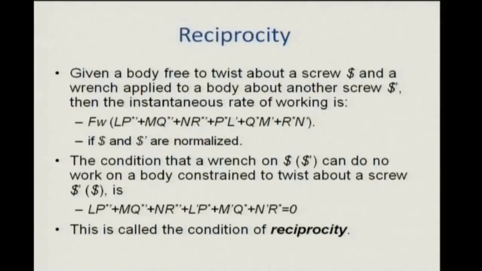Well, if it intersects, intersection is a little difficult. So you use this condition that a wrench can do no work on a body constrained to twist about a screw when essentially this is satisfied. This is equal to 0, and this is called the condition of reciprocity. Okay, it is difficult because the perpendicular distance between two screws is not defined properly. So you cannot define the distance between a twist and a wrench either.